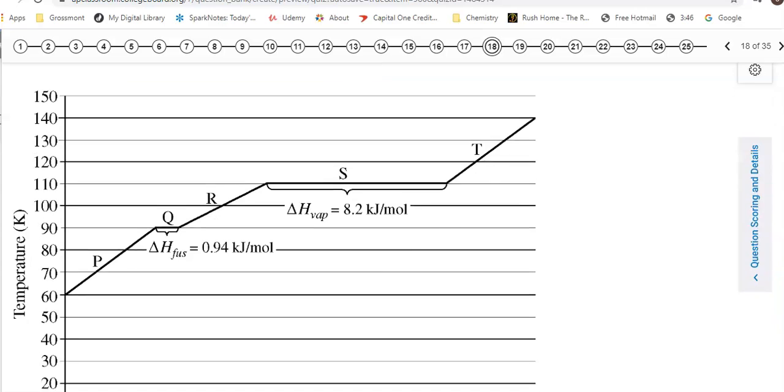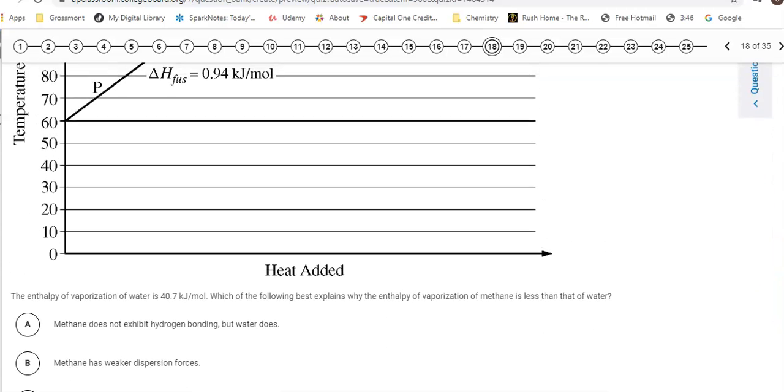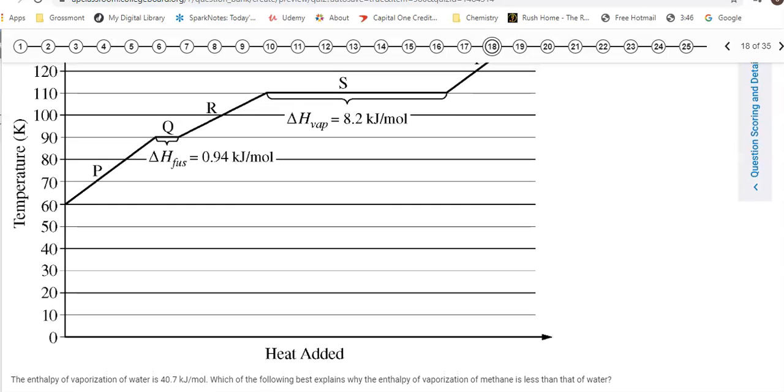Okay, so let's read the question. The enthalpy of vaporization, that's how much heat it takes to make this substance boil. That's what you would need at S. So you see S down below says delta H vap. That's how many kilojoules per mole of methane you have to use to turn liquid methane into gaseous methane. You need 8.2 kilojoules per mole, and that's called the heat of vaporization, or the delta H of vaporization.